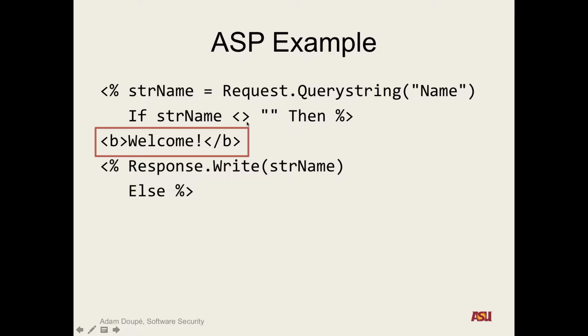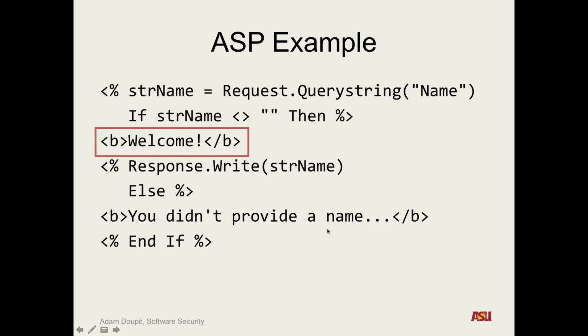Right? Then we're going to write out response.write string name. So this is going to write out at this location this string name which came from the query string name. And then the else, we have to terminate our if block. So we have an else statement that said you didn't provide a name. And then we're going to end our if statement. So here, writing an application in this way.